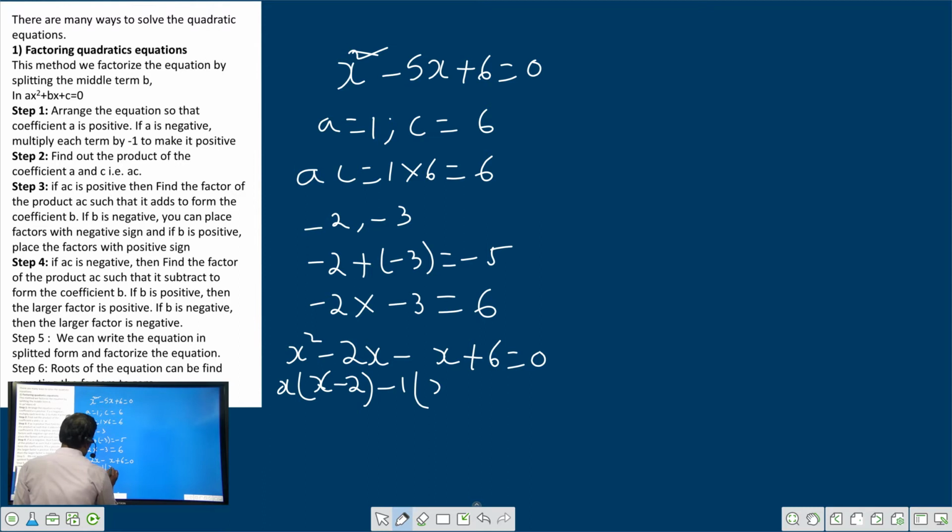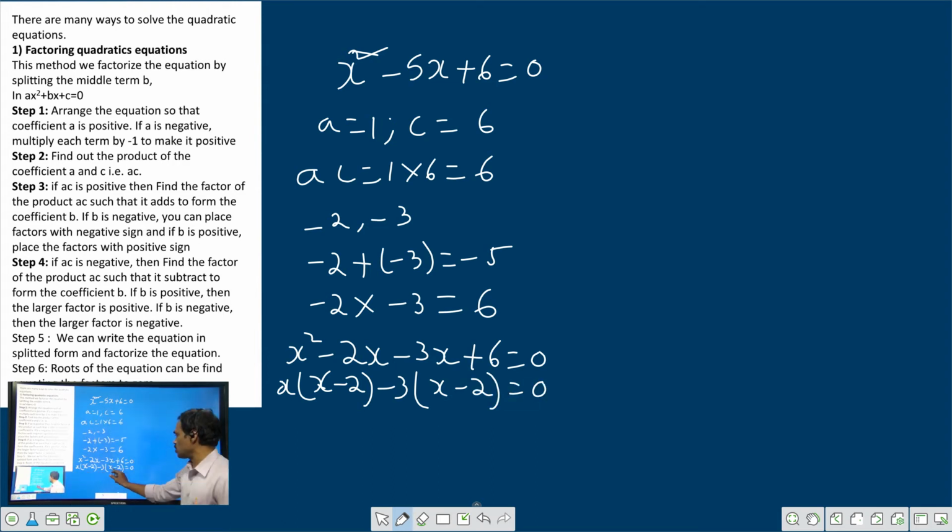Minus 1 common. x square minus 2x, that is a minus 3x. My x square minus 2x minus 3x plus 6 is x into x minus 2. Here, minus 3 only, x minus 2. Whatever it is, you can check. Minus 3 into x minus 3x minus 2, minus plus 3 into 2, 6.